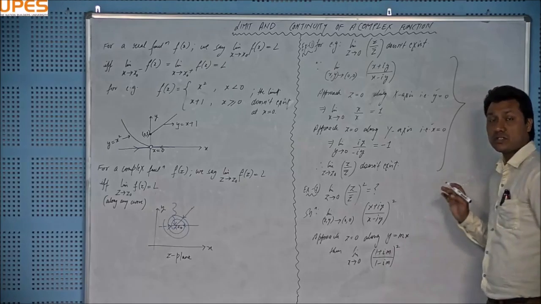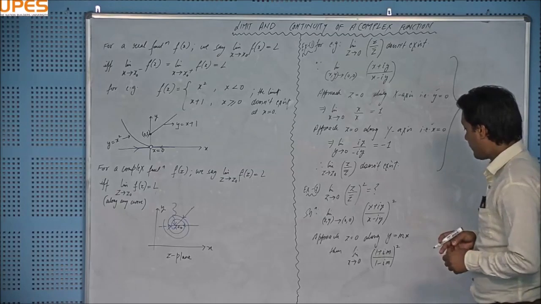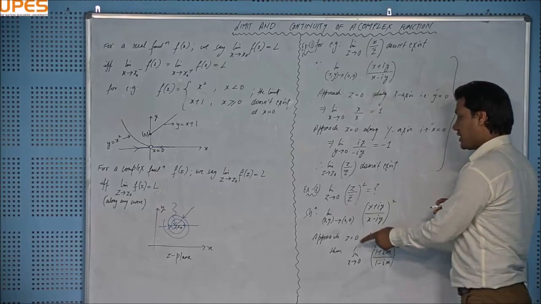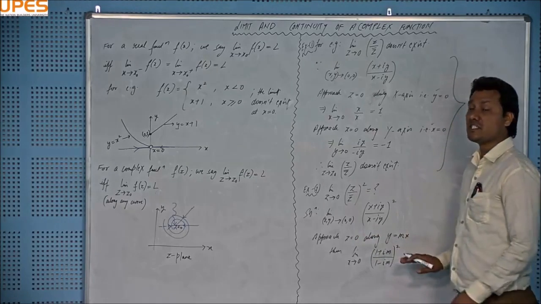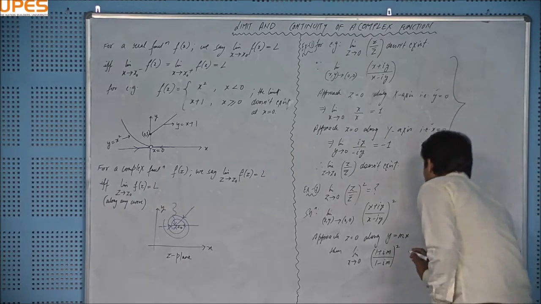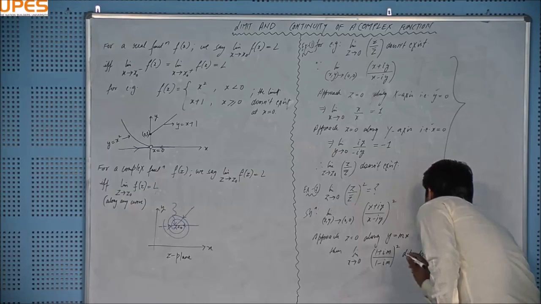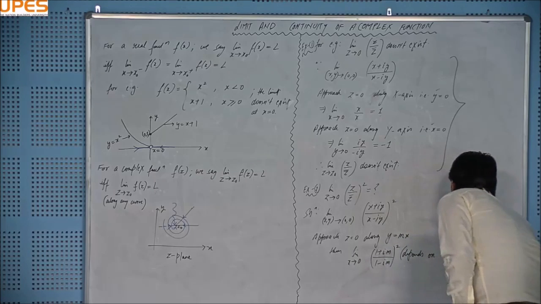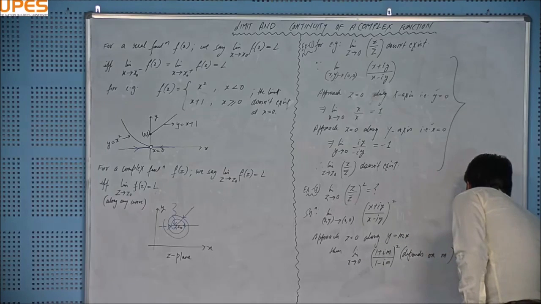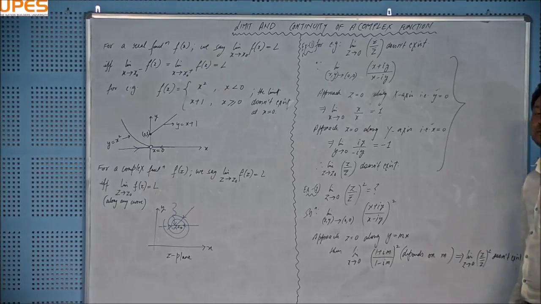m may be anything. You can choose any line through the origin with any slope. m is the slope, and for different values of m the limiting value is different, which indicates that the limit is not unique. It depends on m, and therefore the limit as z tends to 0 of (z over z bar) whole squared does not exist, right?